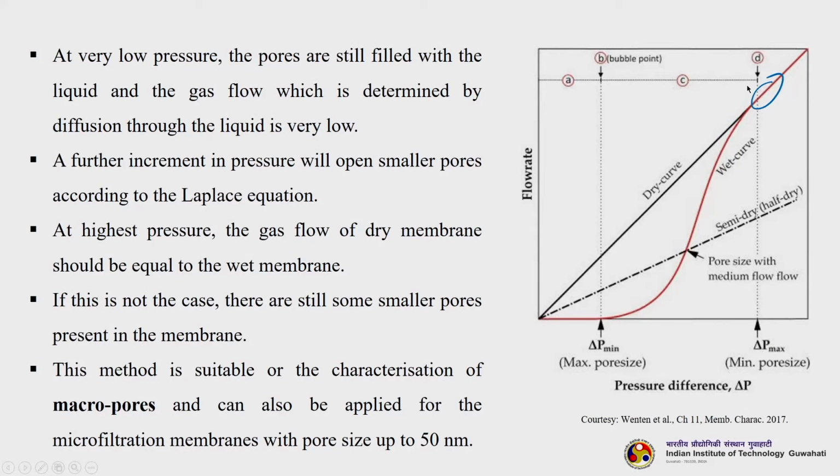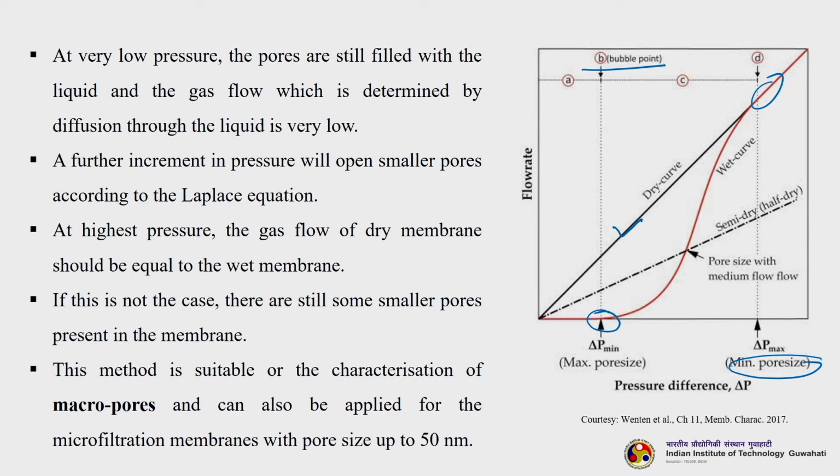So, you can see that this is the dry curve. It is a straight line, and this red line is the representation of the wet curve. You can see this is the minimum delta P, corresponding to the maximum pore size, and that is the bubble point. Then at the maximum pressure, the flow is the same for both the dry method as well as the wet method, and we will get the minimum pore size, right.